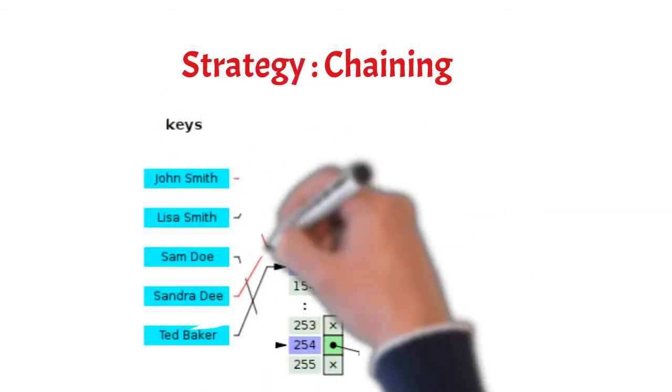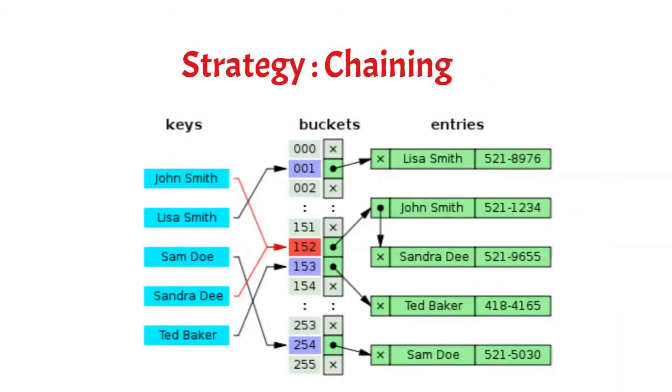Nevertheless, how should a hash table data structure handle collision? One of the popular strategies is to have chaining implemented. With the chaining strategy, all the key value pairs with the same hash value are linked to form a list and its head pointer is referenced in the hash value. In this example, John Smith and Sandra D are linked for hash value 152.